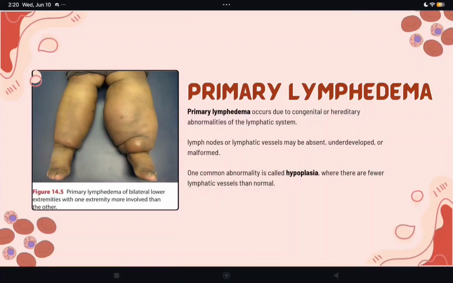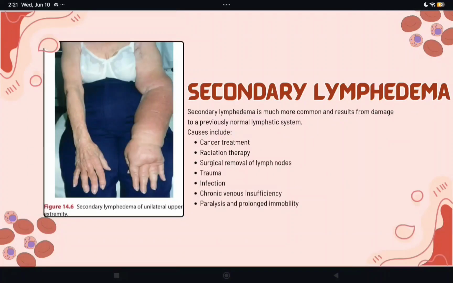One common abnormality is called hypoplasia, where there are fewer lymphatic vessels than normal. An example of primary lymphedema is Milroy's disease, a hereditary condition present at birth. Secondary lymphedema is much more common and results from damage to previously normal lymphatic systems.